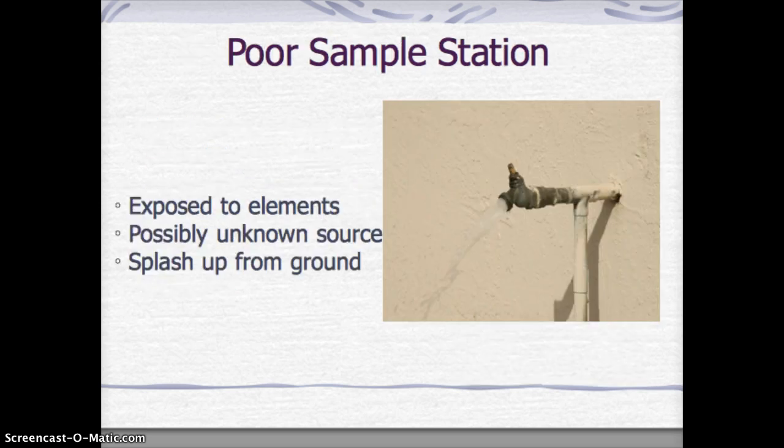And let's compare that to this, which would be a poor sampling station. It is exposed to the elements. It's a possible unknown source. It's not known. It's not taken directly from the main, and there could be splash up from the ground for such a sample.